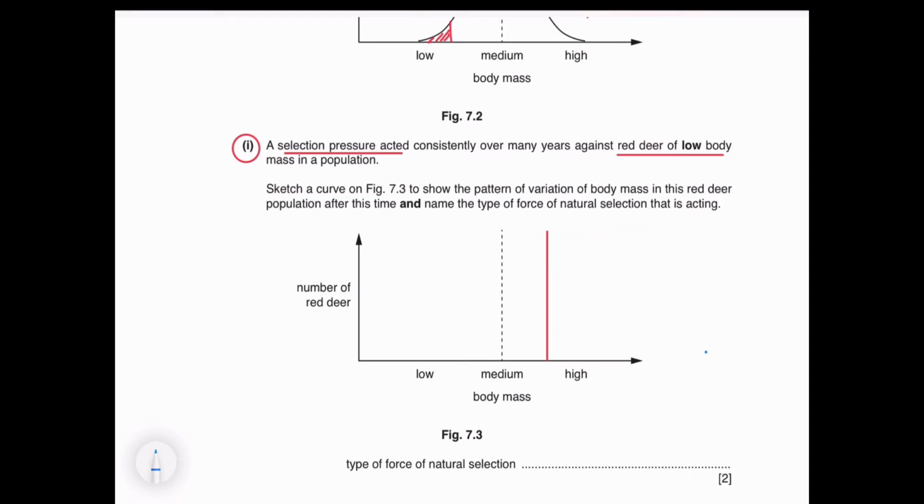Over time, the deer with a low body mass will be getting lower and lower, while the high body mass will be increasing. Therefore, the graph will be shifted more towards the right, and the graph will be normally distributed again. We wouldn't draw a graph that is skewed towards the right, but instead we will show a normally distributed graph, but the whole graph is moved towards the right hand side as the population will become normally distributed again. This kind of force of natural selection is known as directional selection, as one of the extremes is being selected for and the other extreme is being selected against.